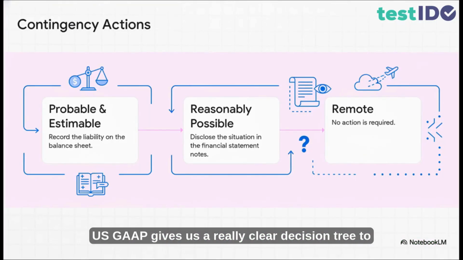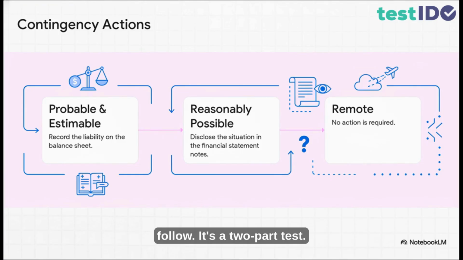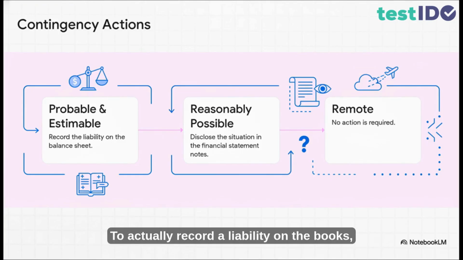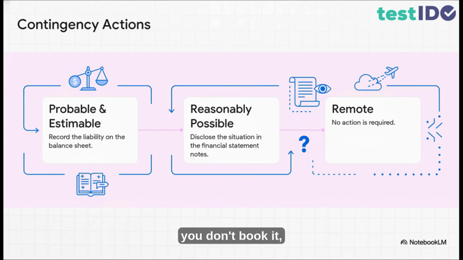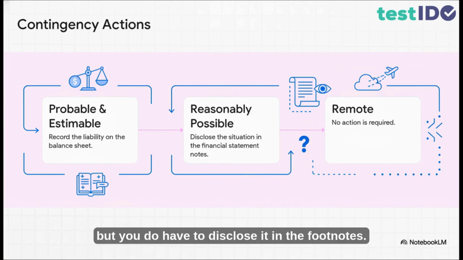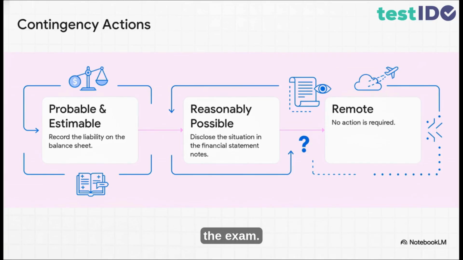Well, lucky for us, US GAAP gives us a really clear decision tree to follow. It's a two-part test. To actually record a liability on the books, two things must be true. The loss has to be probable, meaning it's likely to happen, and you have to be able to reasonably estimate the amount. If the loss is only, say, reasonably possible, you don't book it, but you do have to disclose it in the footnotes. And if the chance of losing is remote, you just do nothing. Knowing that sequence is crucial for the exam.